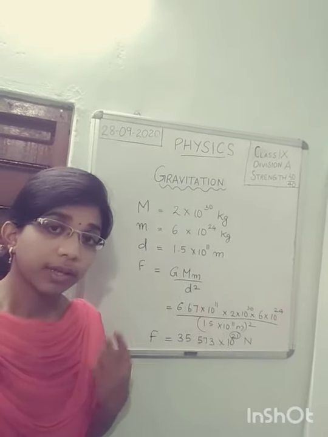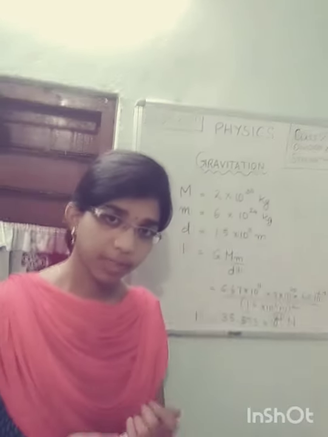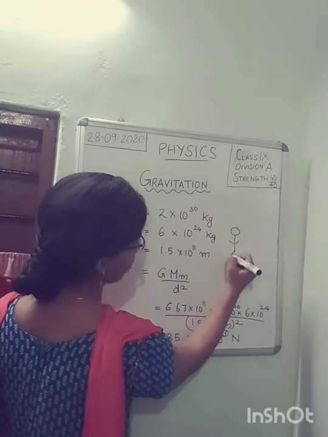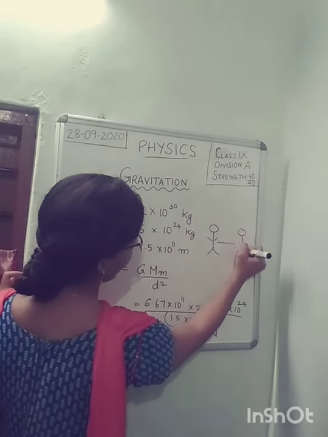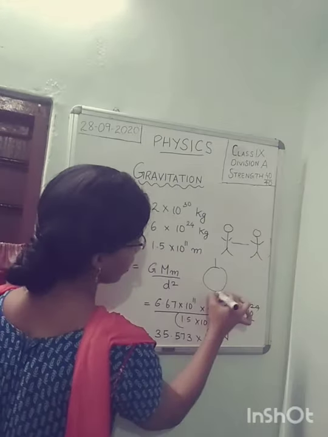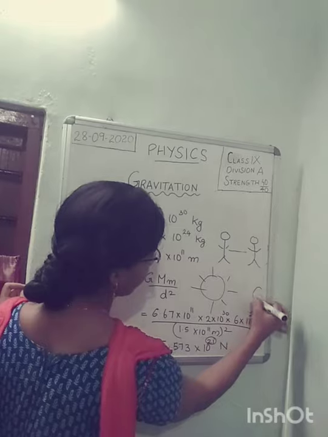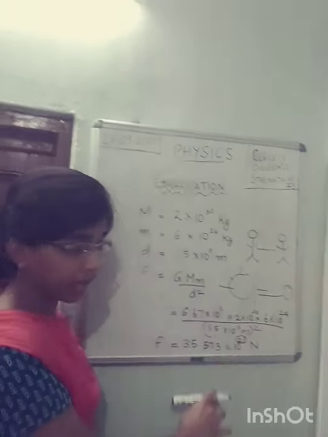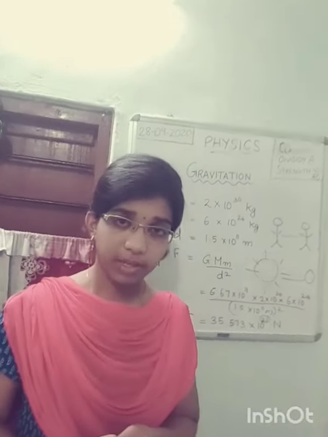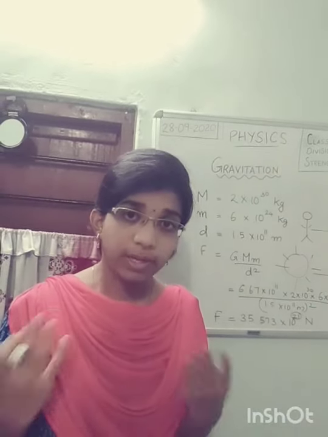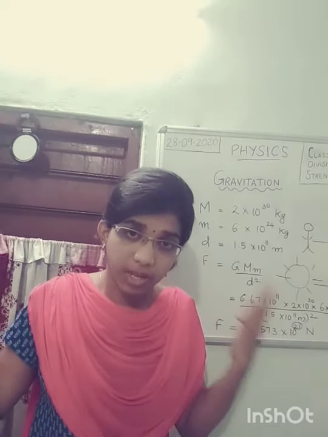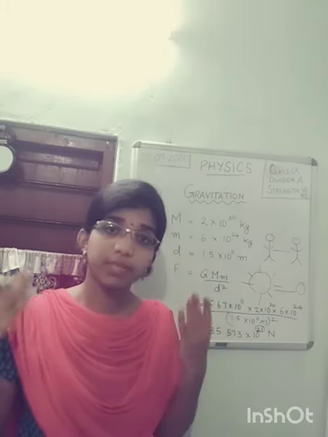So what did we understand from this? In the earlier case, what did we see? The force of gravitation between two men was very negligible, whereas the force of gravitation between our Sun and the Earth is very significant. It is very large. Hence, we can say that the force of gravitation depends more upon the mass of the objects. When the mass of the object becomes large, the force of gravitation becomes significant.